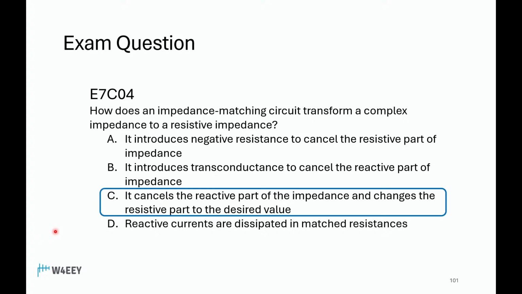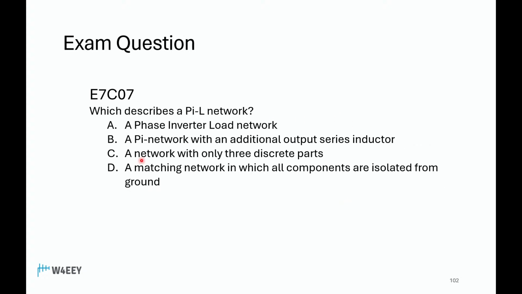It is Charlie. It cancels the reactive part. Remember with complex impedances, you've got 3 plus J7, so it cancels out the J part, cancels the reactive part of the impedance, and changes the resistive part into the desired values. It all has to do with the ratio of the inductive and capacitive reactance in the filter or matching network, which describes a pi L network. It's a pi network with an additional output series inductor.